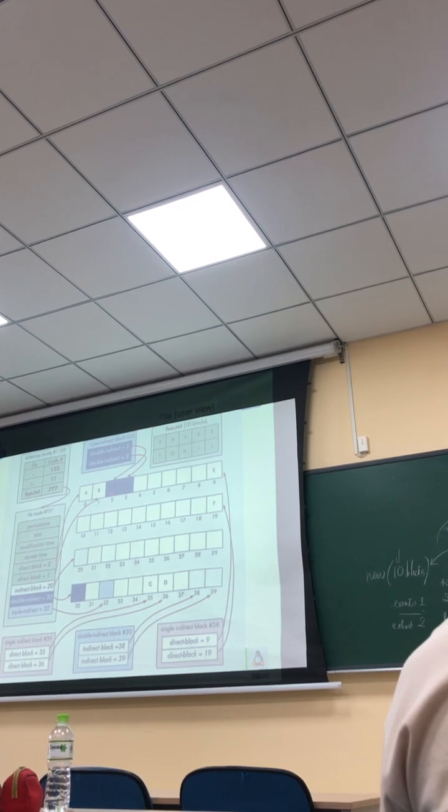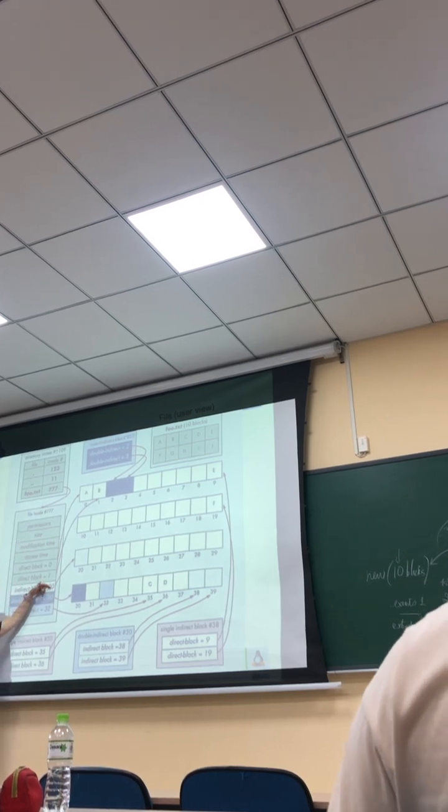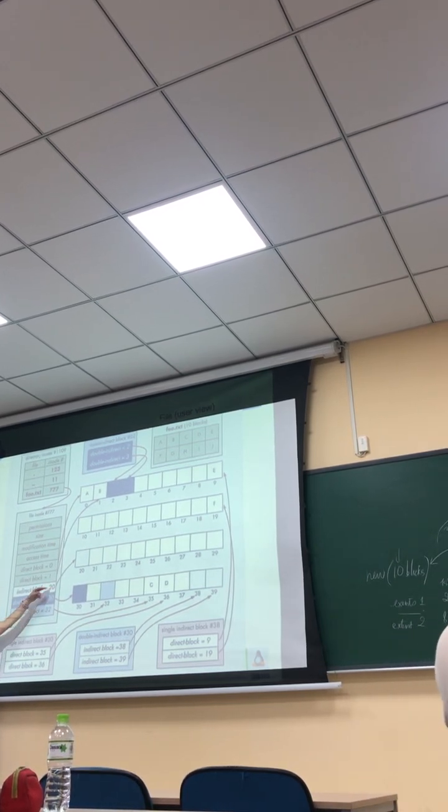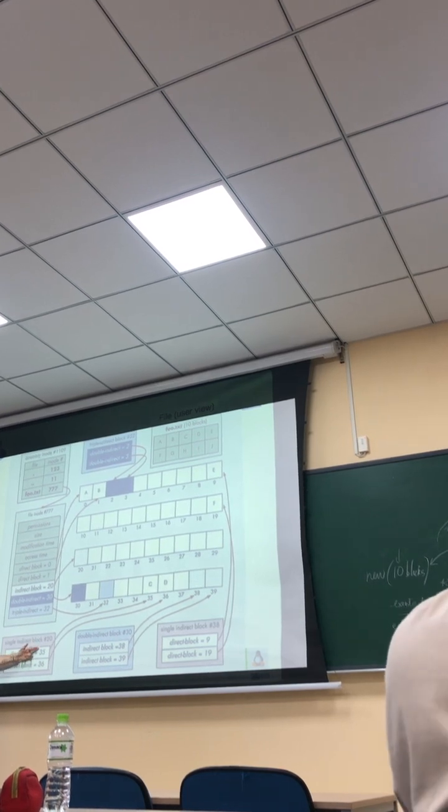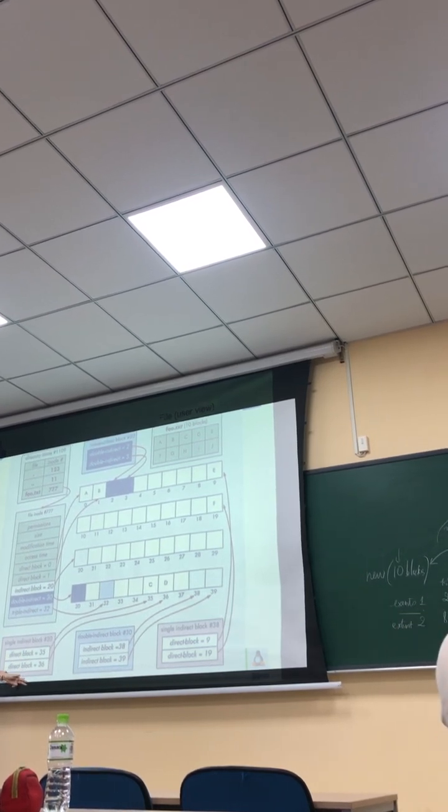To block contain data. So after that we have indirect block 20. So it means that block 20 does not contain data. It contains pointers, the block numbers. So 20. Okay, you don't have data here. You have block numbers. Okay, so you have 25, 26. So the data will be in 25 and 26.